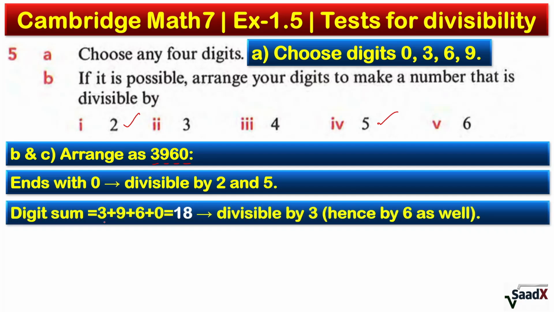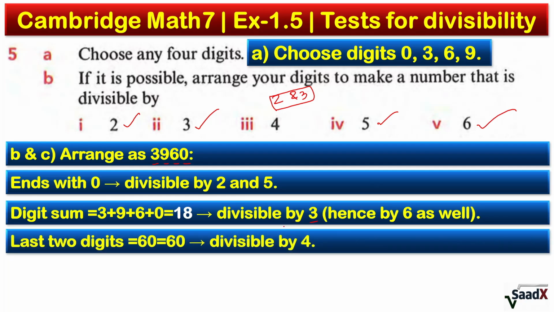Digit sum, look, 3 plus 9 plus 6 plus 0 equals 18, so it can be divisible by 3. We already found out this number is divisible by 2, and now we also find it's divisible by 3. So once a number is divisible by 2 and 3, that number can also be divisible by 6.